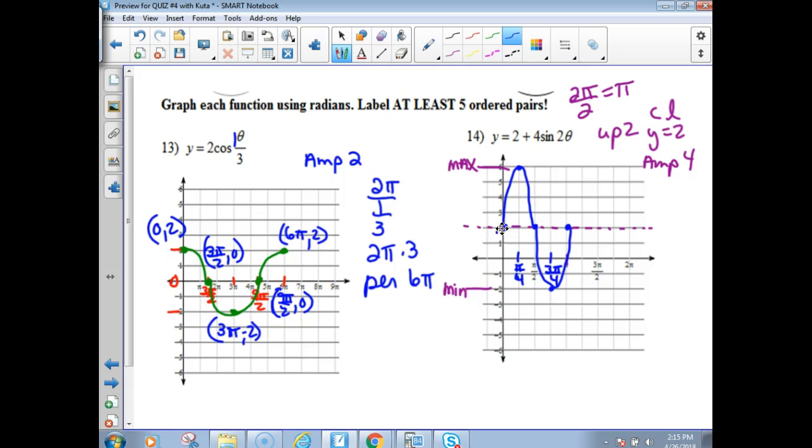Okay, now the points are 0, 2. The second one is pi over 4, 6. The third one is at pi over 2, 2. The fourth one is 3 pi over 4, negative 2. And the last one is at pi, 2.